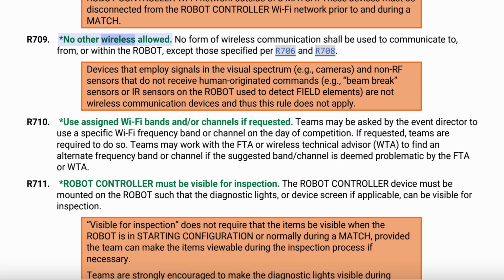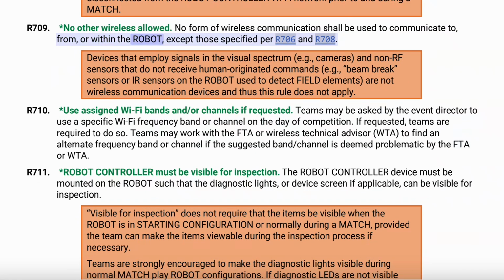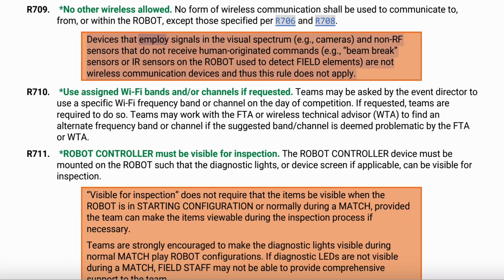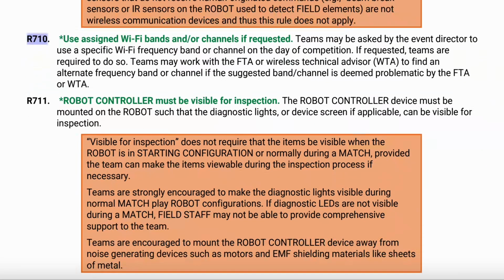R709. No other wireless allowed. No form of wireless communication shall be used to communicate to, from, or within the robot, except those specified per R706 and R708. Devices that employ signals in the visual spectrum, e.g. cameras, and non-RF sensors that do not receive human-originated commands, e.g. beam break sensors or IR sensors on the robot used to detect field elements, are not wireless communication devices, and thus this rule does not apply.